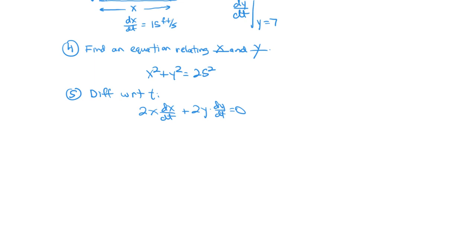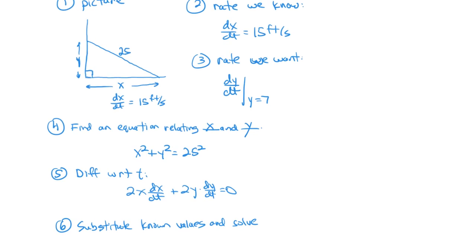And then, of course, step 6, we substitute known values and solve. Okay, so for step 6, we know dx dt is 15. We know y is 7. We're looking for dy dt. But x, we don't have x in this case. So you look back at our original question, our original picture. Okay, we're looking for x.